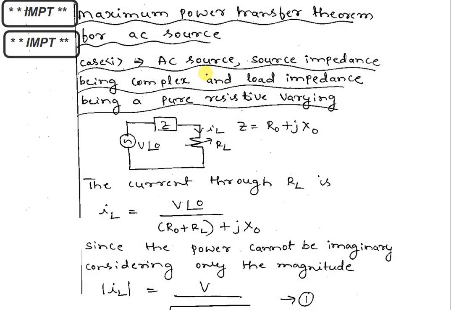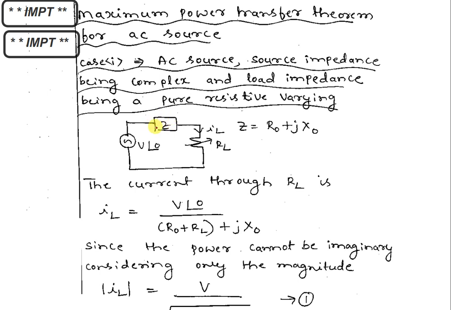Now let us see the second case of the maximum power transfer theorem, for an AC source. The source is AC here. This is the internal impedance of the AC source, and the load is actually a pure resistance. Then for what value of RL will the maximum power be delivered to the load from this source? Here the AC source impedance is complex and the load impedance is a pure resistance.